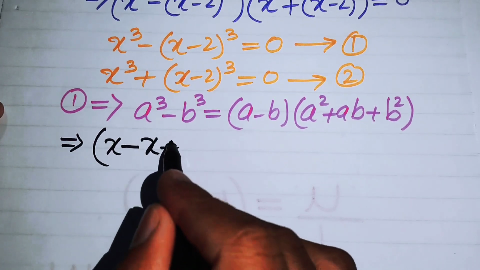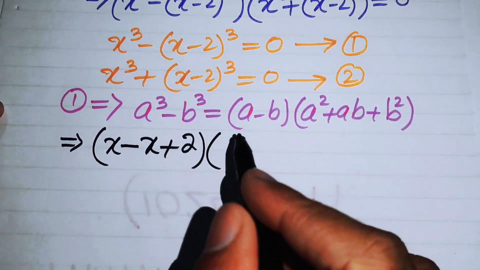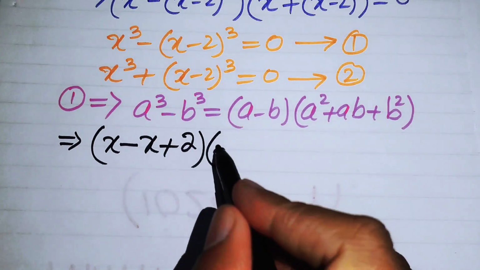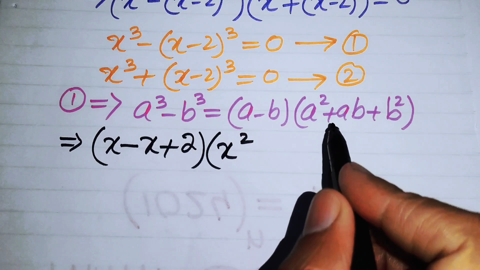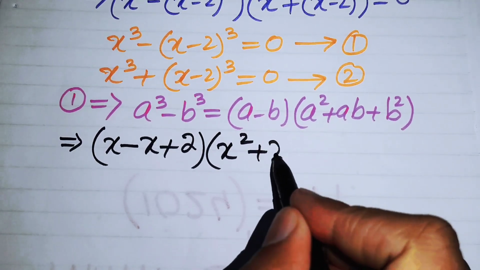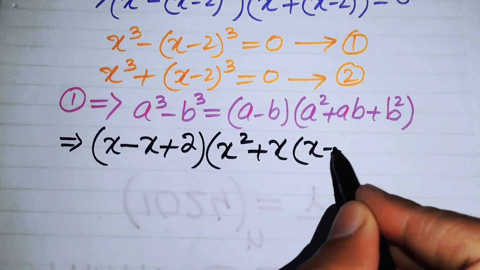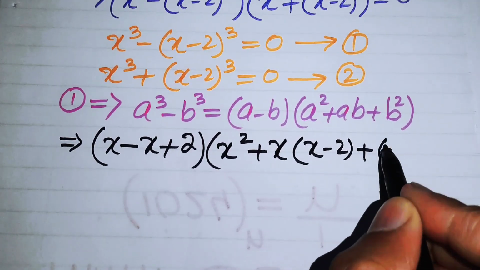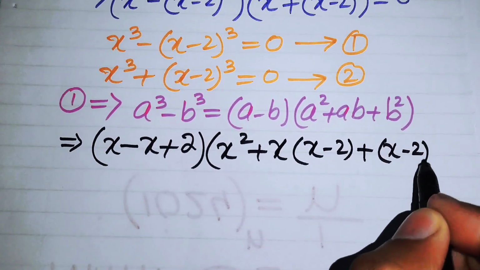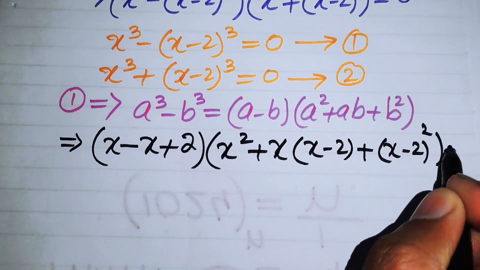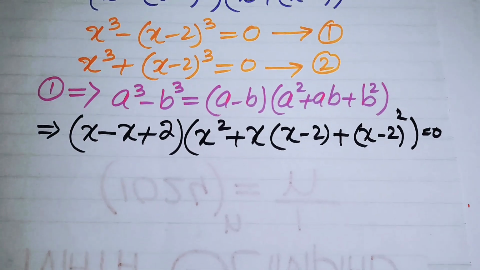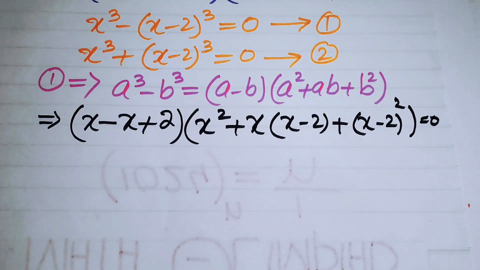So our equation number 1 will be written, after applying this formula, as (x minus (x minus 2)) times (x squared plus ab plus b squared). Our a is x and b is x minus 2, and we have plus b squared, so our b is (x minus 2) whole squared, and it equals 0.